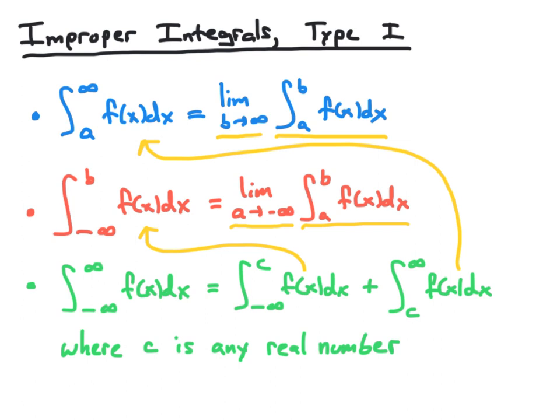Notice here in this third case that we can pick c to be any real number that we want, and it typically will depend on the integral what value we pick. We want to typically pick a number where the antiderivative of f can easily be evaluated.